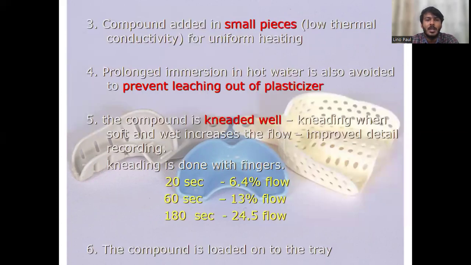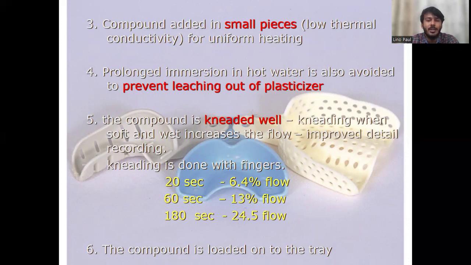Then the compound, we can add it as a full cake, or usually we add it in small pieces for uniform heating. Prolonged immersion in hot water has to be avoided to prevent leaching out of plasticizers. Then the compound has to be kneaded well with our fingers, and kneading when soft and wet increases the flow and gives improved detail recording.